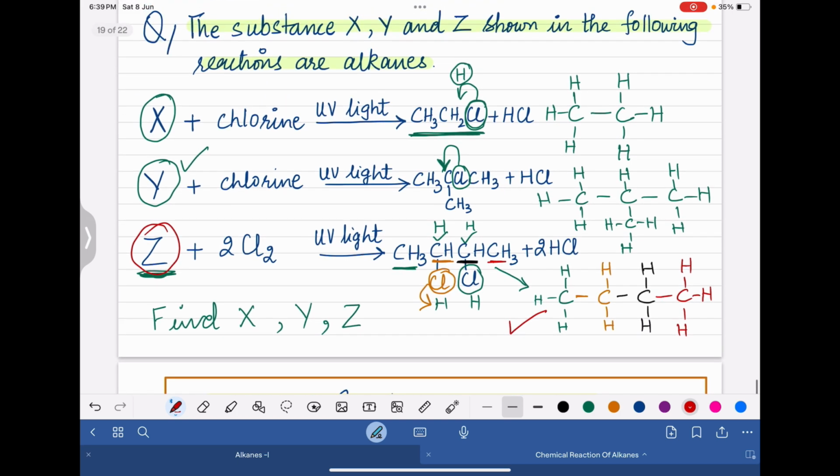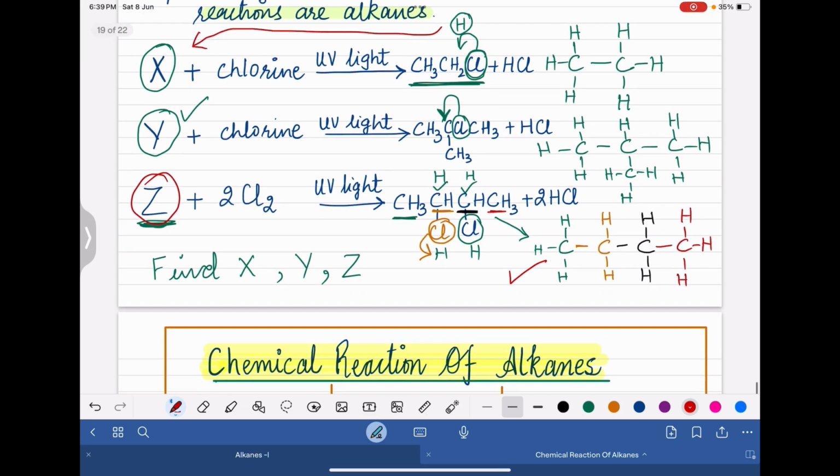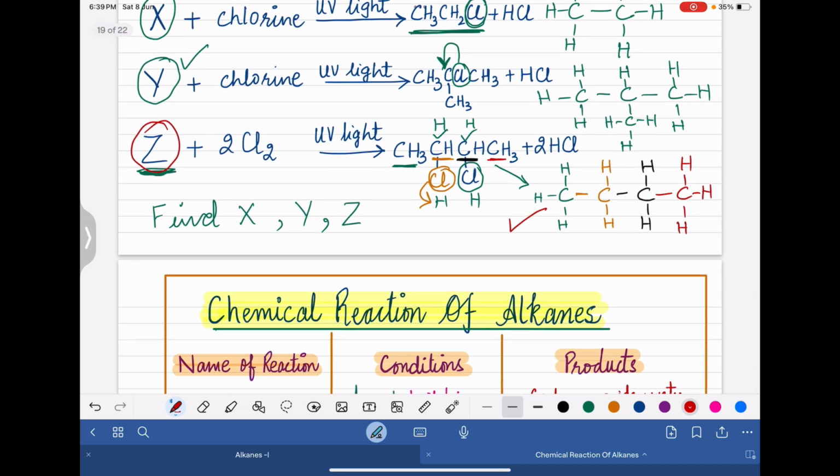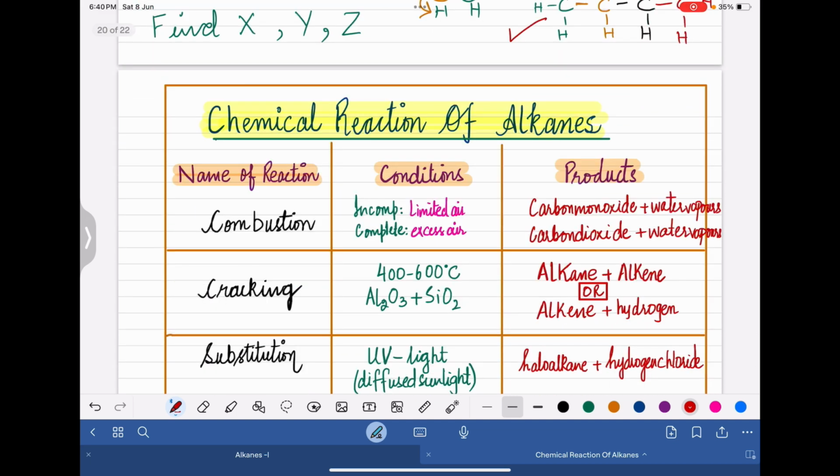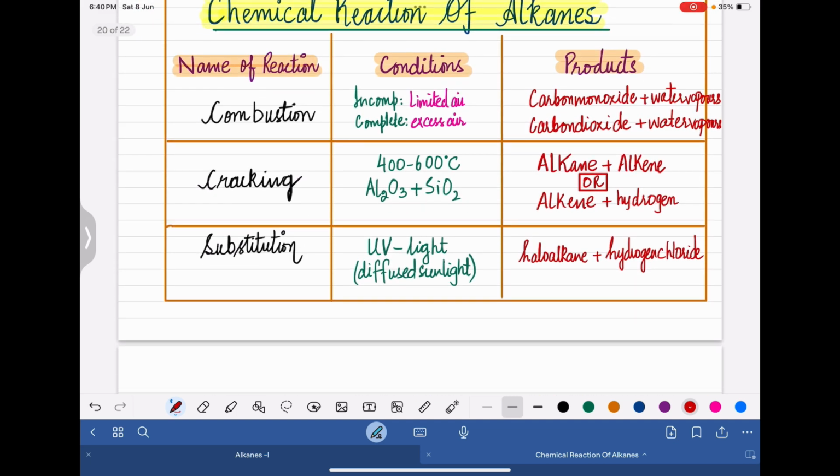In this type of question, just replace chlorine with hydrogen atoms to get the alkane from which the product is formed. So this is all about the chemical reactions. Now we will summarize all the chemical reactions of alkanes. First, we did the combustion reactions.